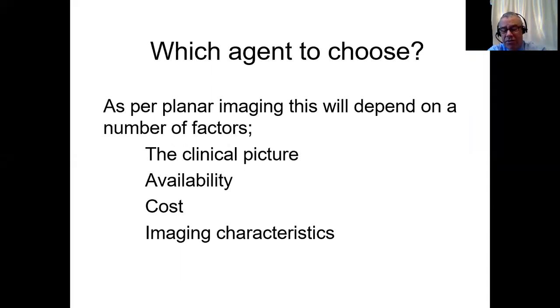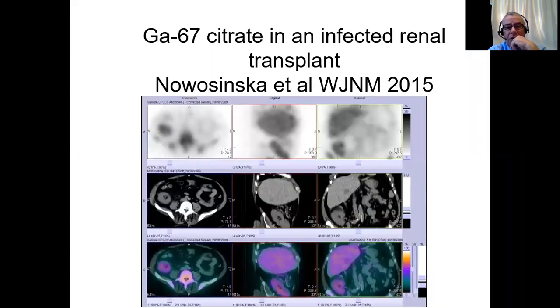And imaging characteristics, again, things like gallium and indium have much poorer imaging characteristics. So again, this is a gallium. This is in the patient with an infected renal transplant. This was published in the World Journal of Nuclear Medicine. And this is a patient with a transplanted kidney, which has uptake of gallium. Now, there's no gallium activity in a normal kidney, so this represents an infected transplanted kidney.